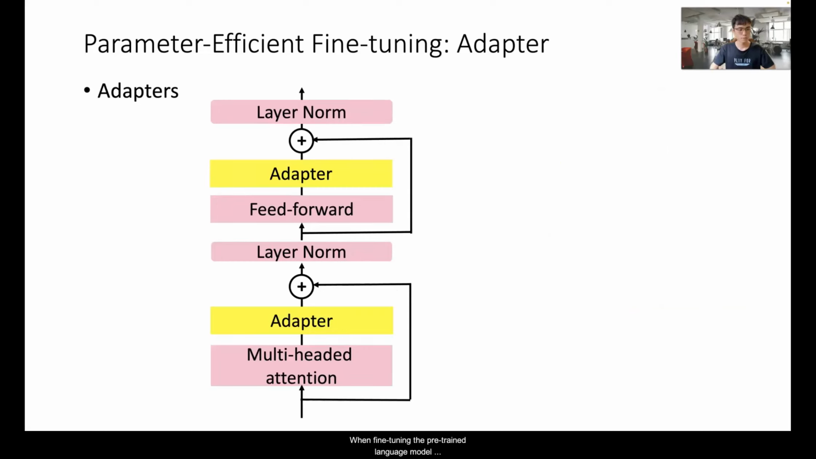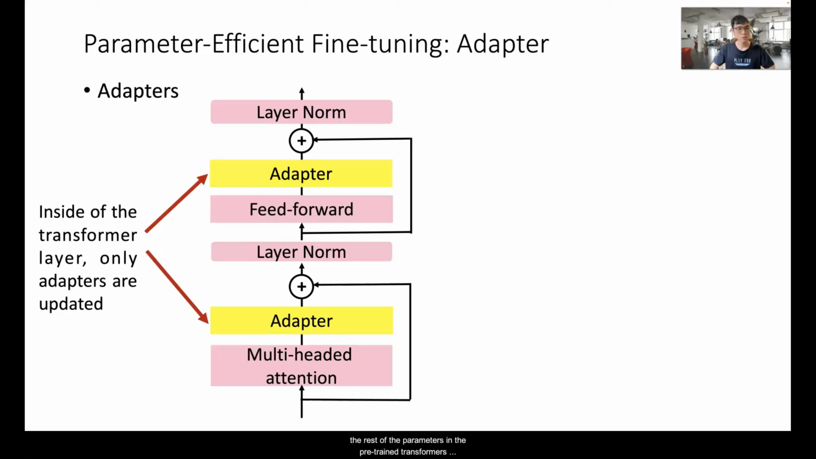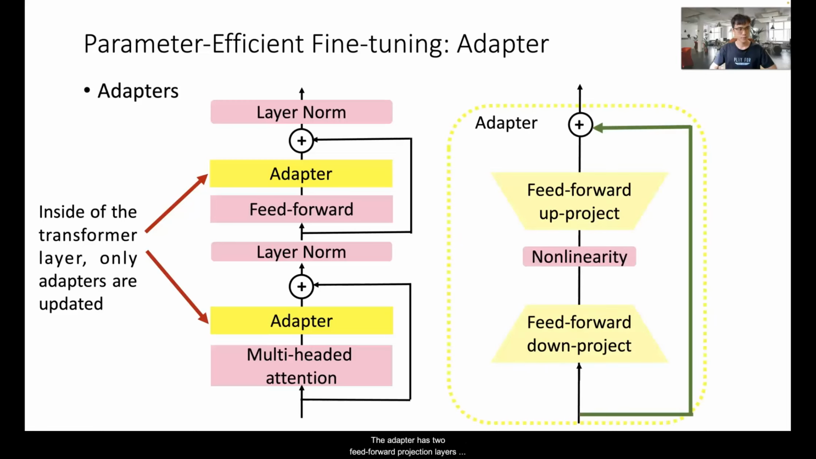When fine-tuning the pre-trained model on a downstream task, only the parameters in the adapter are updated. The rest of the parameters in the pre-trained transformers are frozen and not updated. In this part, the modules in pink are the modules not trained during fine-tuning, while the yellow ones will be trained during fine-tuning. So what is in the adapter module? The adapter has two feed-forward projection layers connected with one nonlinear activation. There is also another skip connection that bypasses the feed-forward layers.